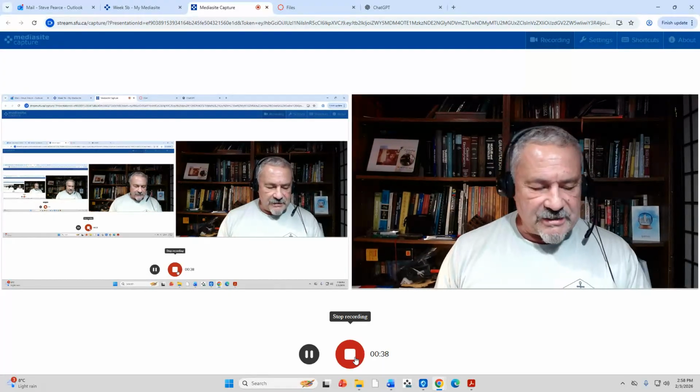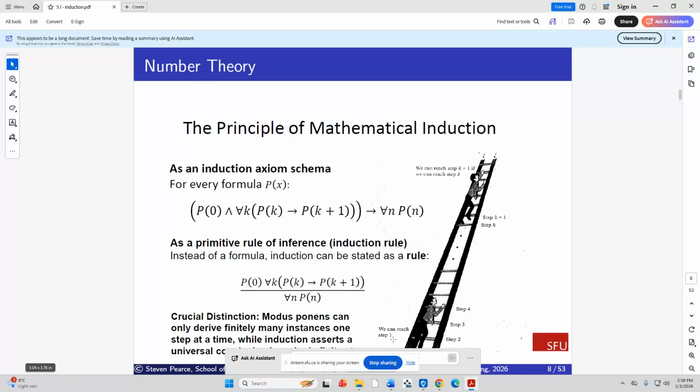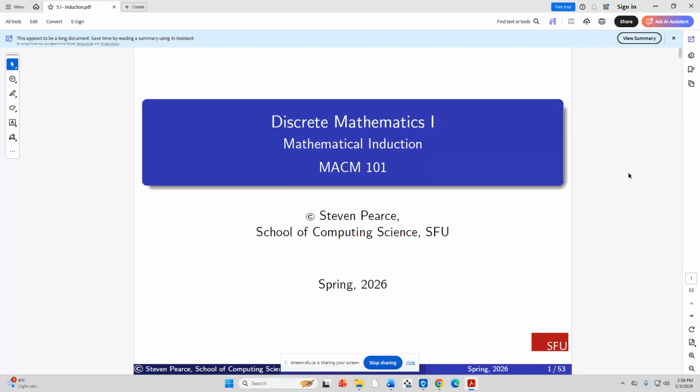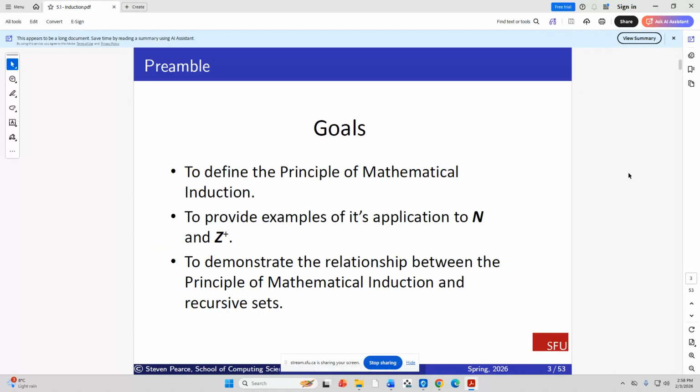So let's first just go straight to the presentation. Let's go back to the beginning of this. All right, so here we are, and you get the idea. I trip one domino and it trips the rest of them. There's more to it than that, but that's a nice way of looking at it visually.